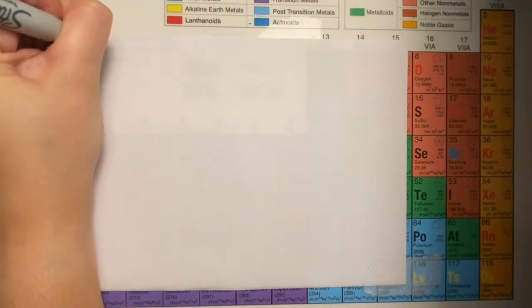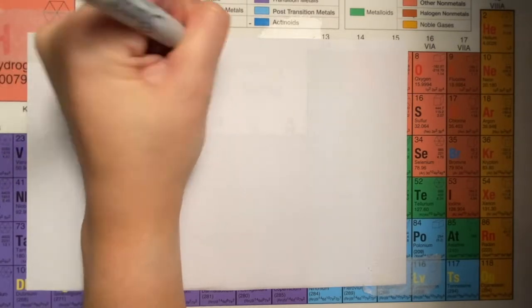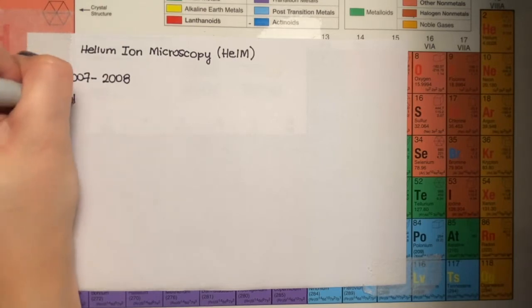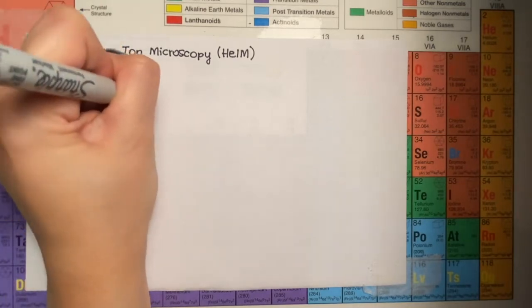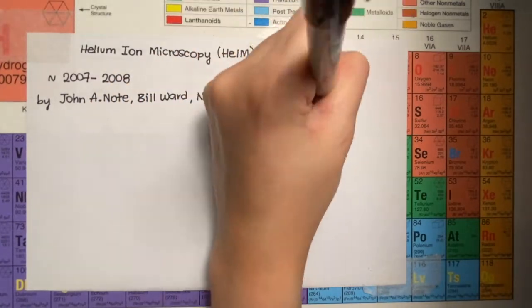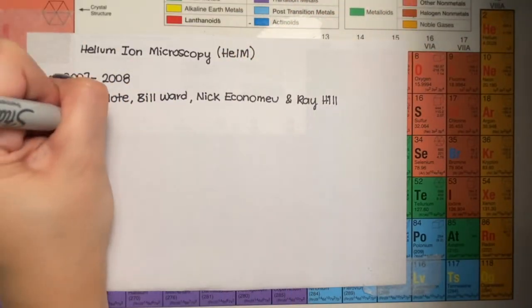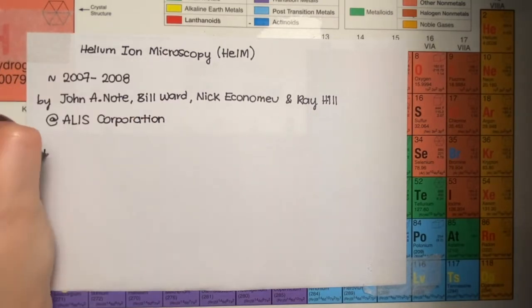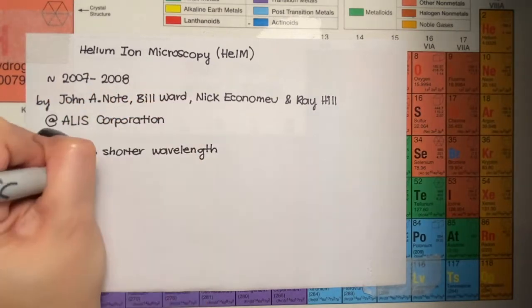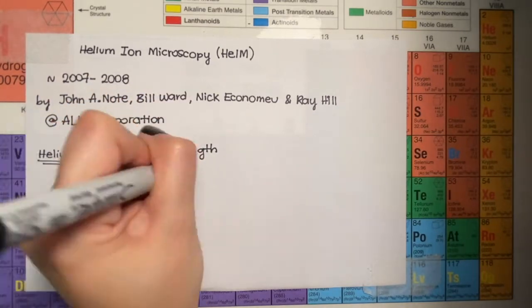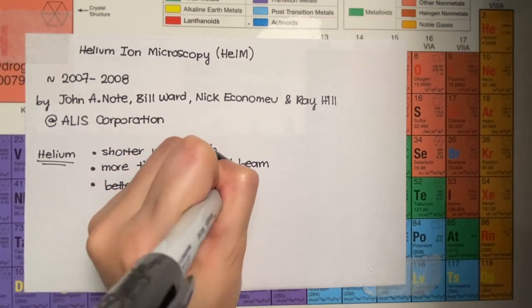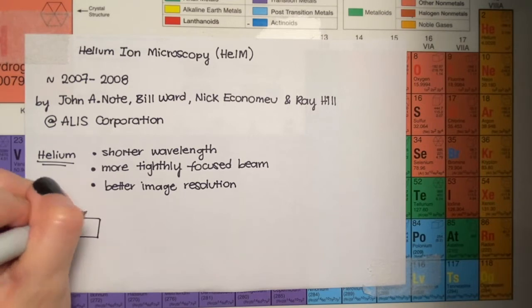The helium ion microscope was reported around 2007 and 2008 as a new type of microscope. It was designed by John A. Notte and his colleagues Bill Ward, Nick Economou, Ray Hill, and Alice Corporation, as an alternative to the electron microscope. Instead of using electrons for high magnification imaging, they developed a technique with helium ions. Helium ions have a shorter wavelength compared to electrons, so they can form a more tightly focused ion beam. This translates for a microscope in better image resolution.